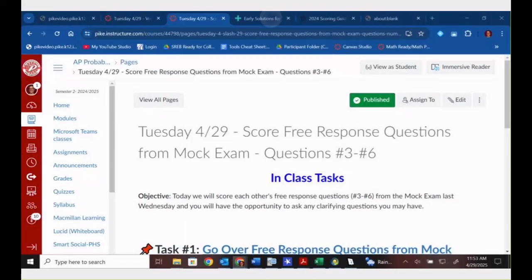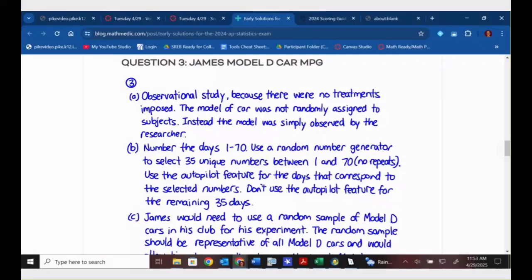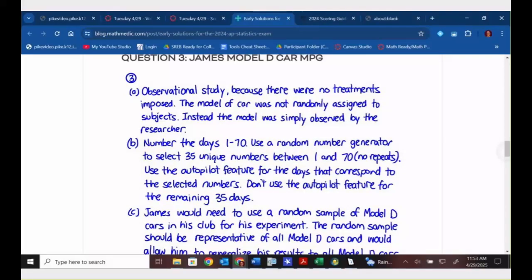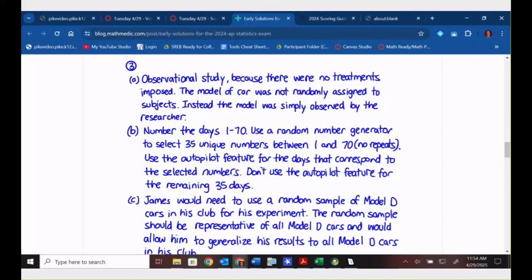Okay, so we got through questions 1 and 2 yesterday, so we are ready to look at question number 3. Let's look first at the solution. Question number 3, this is an observational study because there were no treatments imposed. The model of car was not randomly assigned to the subjects. Instead, the model was simply observed by the researcher.